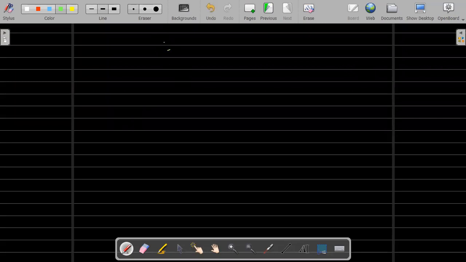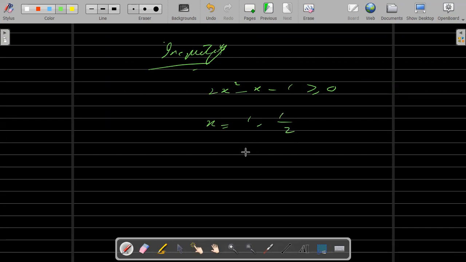Okay. For inequality, let's say this is the inequality question, greater than or equal to 0. Here you have to apply the quadratic formula and you will get two answers. Let's say you are getting 1 and 5. For example, I'm just giving you a rough idea of how to write an inequality.